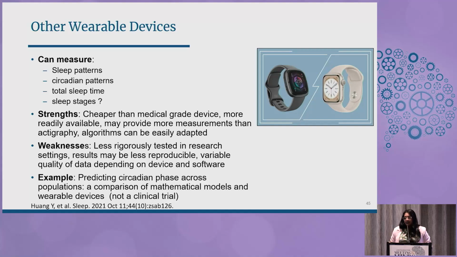Other wearable devices. So lots of us here are wearing some sort of device, whether that's a Fitbit or an Apple Watch or a Garmin, who knows? There are so many out there collecting so many different types of information, including movement. I think movement is the primary type of information, but heart rate is also a very important type of information that these devices collect. And using these data, people have found a way to estimate sleep patterns, circadian patterns, total sleep time, potentially sleep stages.